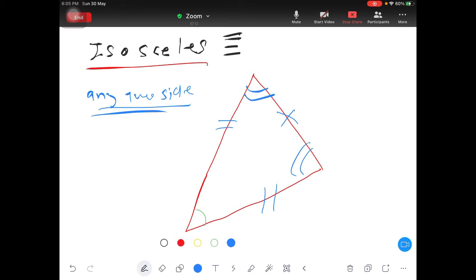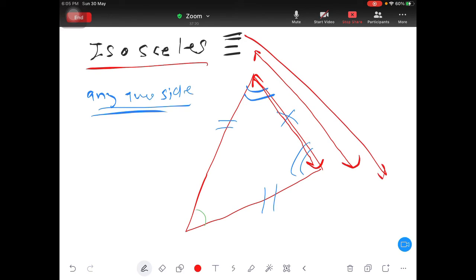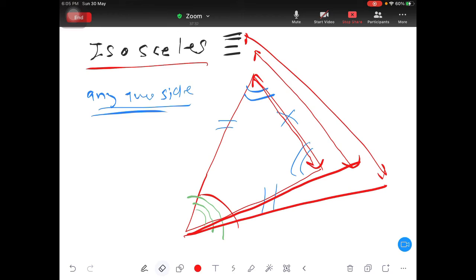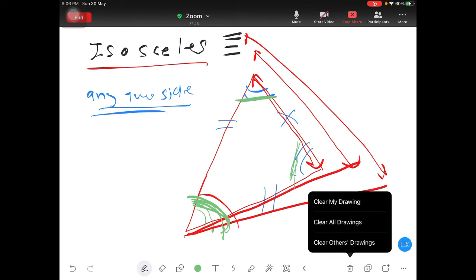If you stretch this side and make it a little bigger, you can see this angle will increase, right? Because this side will go like this, so this angle will increase. So the angle opposite the side that is not the same will not be the same as the others. The green line I have drawn here, this angle will not be the same as any other. These two angles will be the same as each other. I will repeat again.